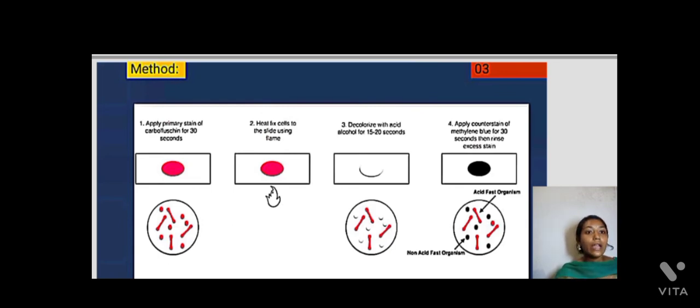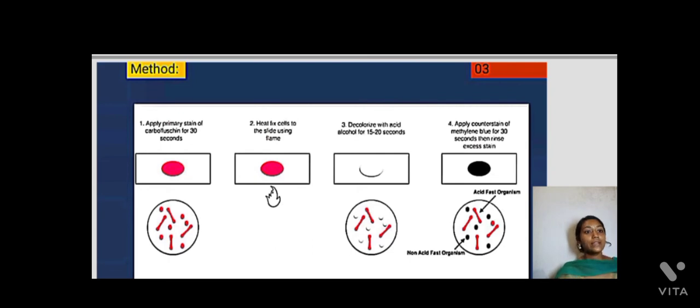Next, we will add acid alcohol. Here, acid alcohol acts as the decolorizing agent. As the acid alcohol is added to the sample, the acid fast bacteria will not lose the carbamazepine stain, whereas the non-acid fast bacteria will lose the carbamazepine stain.